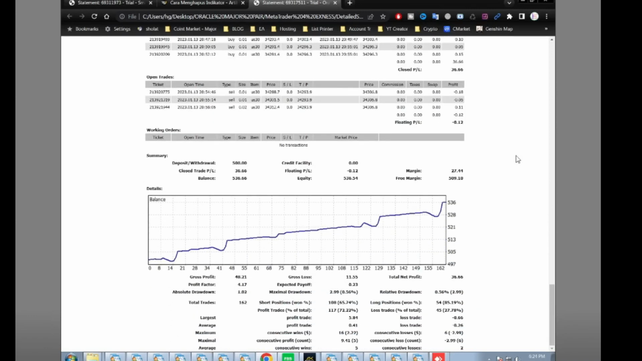The drawdown generated here is quite small, only 0.56%. 6 consecutive loss transactions and 16 consecutive win transactions.